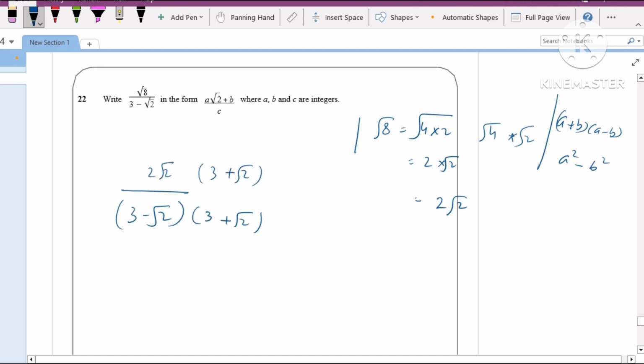Now this will be multiplied with these two numbers, number with number, so 3 times 2 is 6, square root 2 as it is, then 2 times 1 is 2, and square root 2 times square root 2 becomes 2. Here 3 times 3 is 9, and square root 2 times square root 2 becomes 2. So 6 plus 2, that will be 8, square root 2 divided by 9 minus 2, that is 7. This is done.